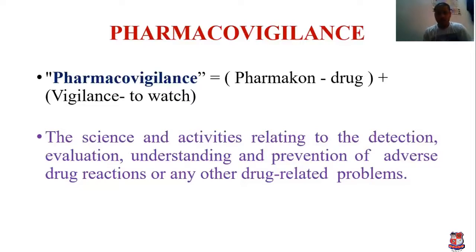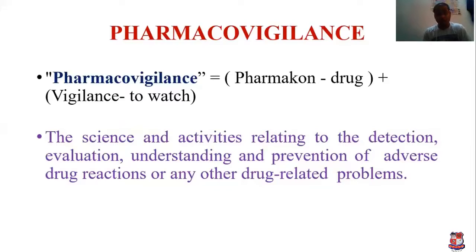So the definition of pharmacovigilance is the science and activities relating to the detection, evaluation, understanding and prevention of adverse drug reaction or any other drug related problems. And basically, whenever the herbal drugs are associated with adverse drug reaction or any other drug related problems of human beings, it is known as phytopharmacovigilance. In phytopharmacovigilance, we have to study the adverse drug reaction of the herbal and Ayurvedic drugs.